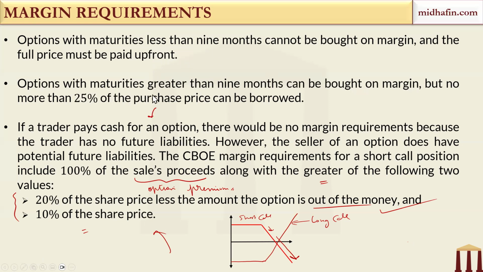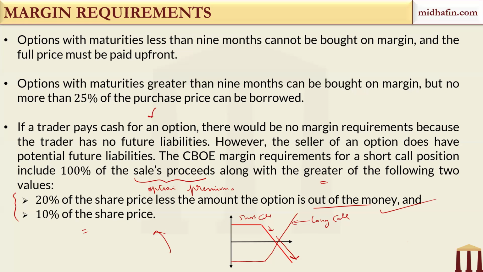But if the option has greater than 9 months of maturity, then you can still buy it by not paying the full price, but some percentage of the price, some margin which is required. That margin is based on the fact that you cannot borrow more than 25% of the purchase price, which means you have to pay at least 75% of the premium. Yes, exactly. Okay, got it. Thank you. Next question.